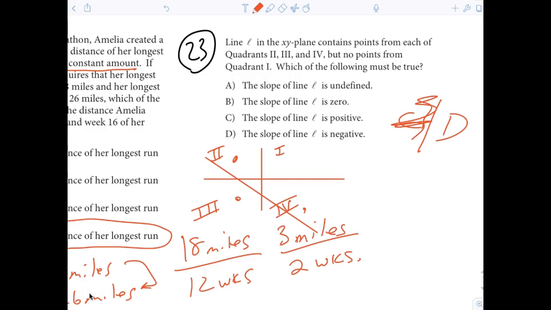Now remember, the more time you spend on this, the better it is. That is really good practice for all that you need to understand about lines and graphs.